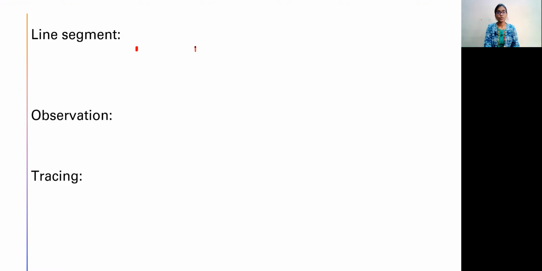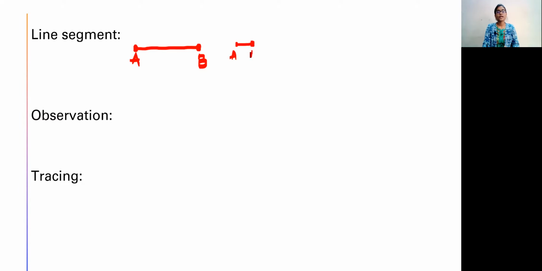Suppose you have two endpoints and you draw a line. If a line has two endpoints, then it is called a line segment. Okay, it is called a line segment. Any line which has two endpoints.